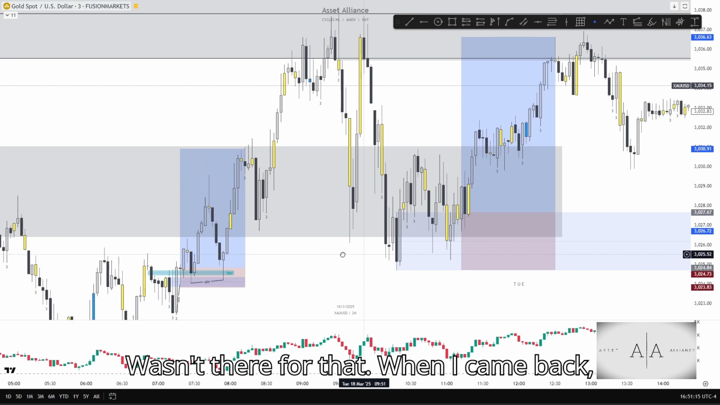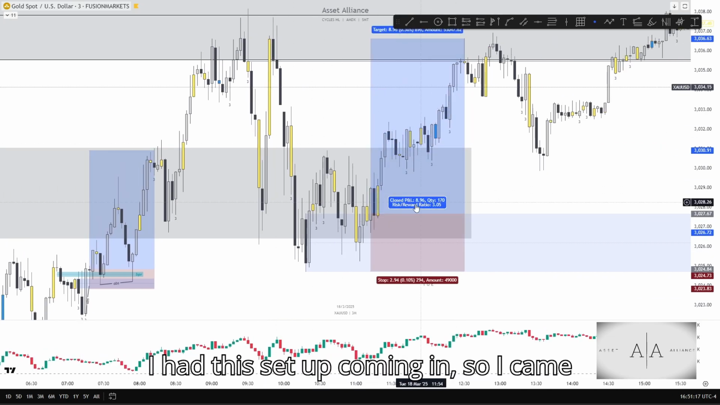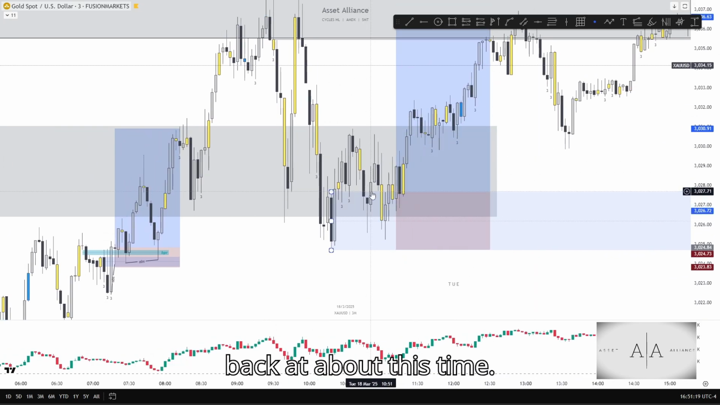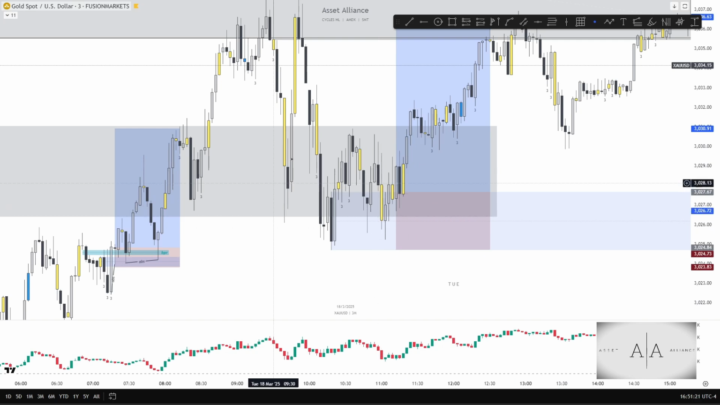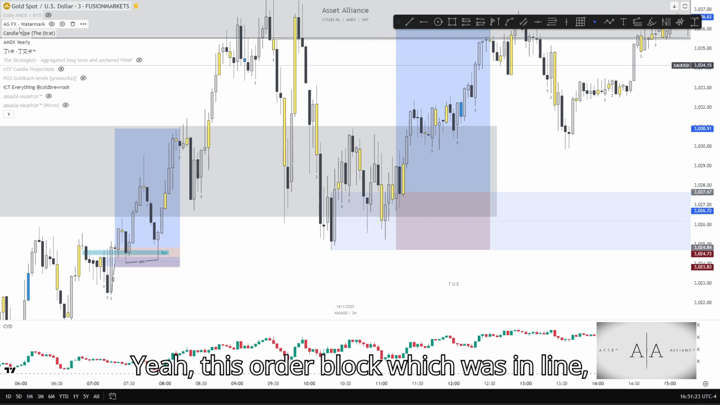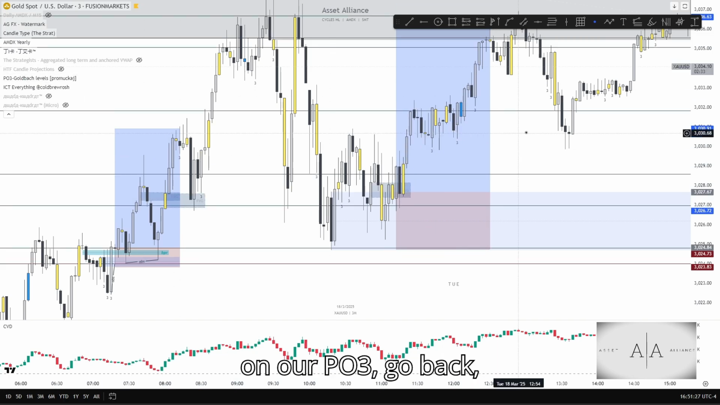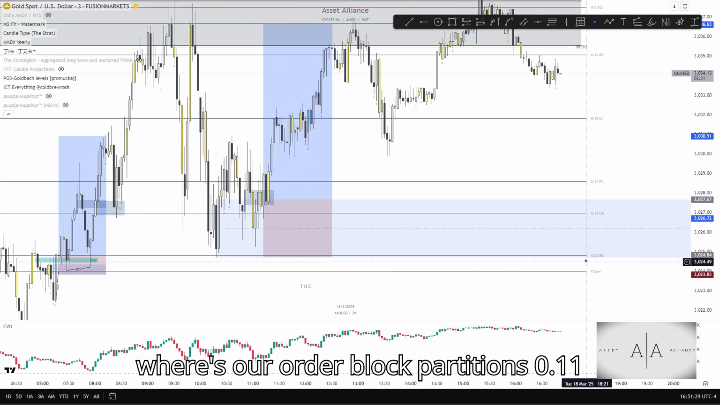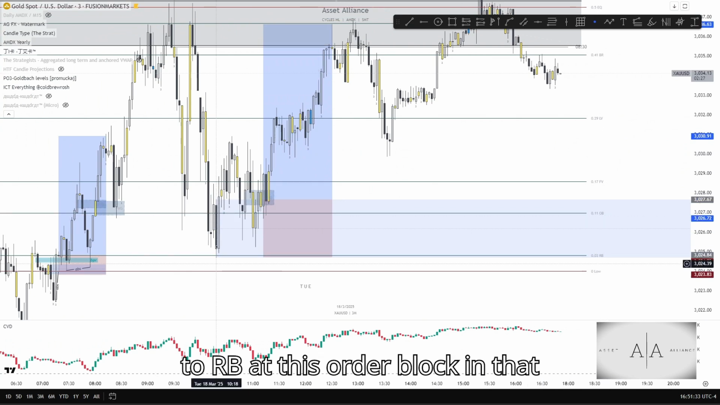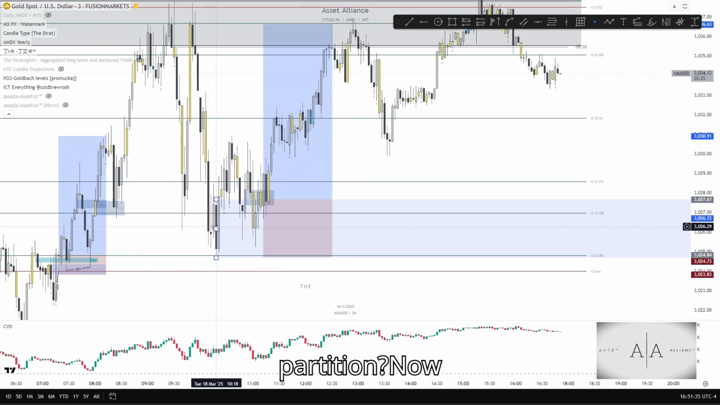Wasn't there for that. When I came back, I had this setup coming in. So I came back at about this time. You had this order block, which was in line. If we take off the micro SMR and we put on our PO3 go back, where's our order block partition 0.11 to RB? You had this order block in that partition.